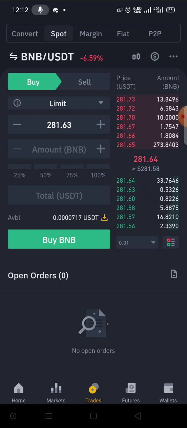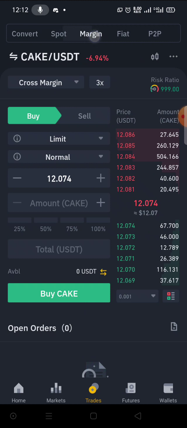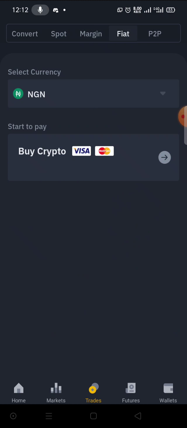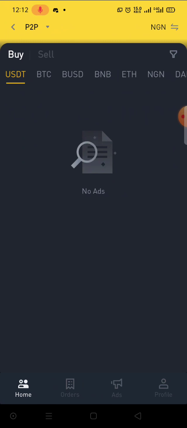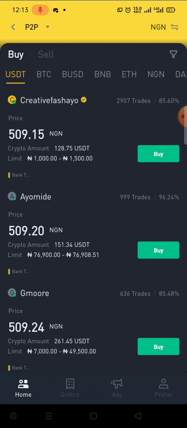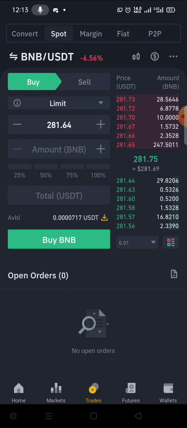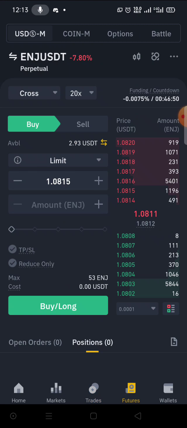Which I'm sure most of us know how to use. We also have the margin trade, we have the fiat trade, we have the P2P trade. All these are trades, and they also have wallets. If I'm talking about wallets, you can actually move funds to each of these trades. Now in the futures trade, we'll be trading with more of the USD.